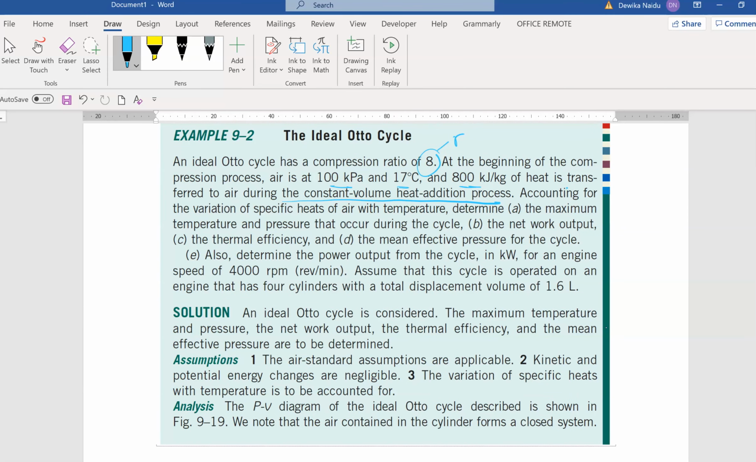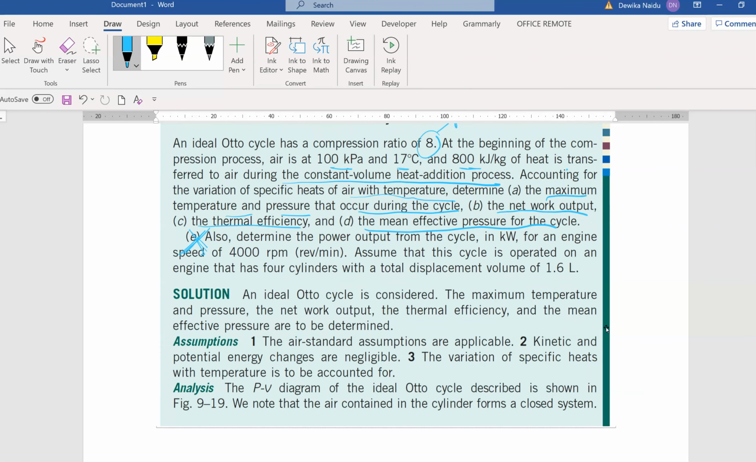Accounting for the variation of the specific heat with temperature, determine: A, the maximum temperature and pressure that occurs during the cycle. B, the net work output. C, the thermal efficiency. D, the mean effective pressure of the cycle. This is how they always ask. These are actually very standard questions, A, B, C, D. We can totally ignore the E, because that's not the favorite question. A, B, C, D will be the coverage of your syllabus.